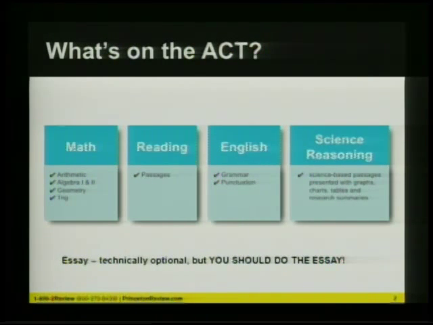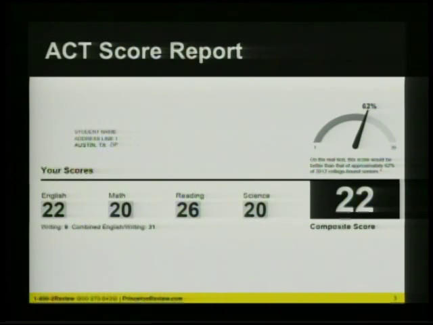The math section pretty much tests content from arithmetic through trigonometry. The reading section consists of 4 different passages that test your reading comprehension and knowledge. The third section, the English section, tests your skill and your knowledge in grammar and punctuation. And then the fourth and final section, beside the writing section, is the science reasoning section. This section is pretty much another reading section, but based on scientific information, including graphs, charts, tables, and research summaries.